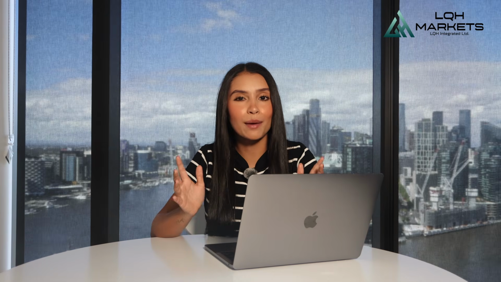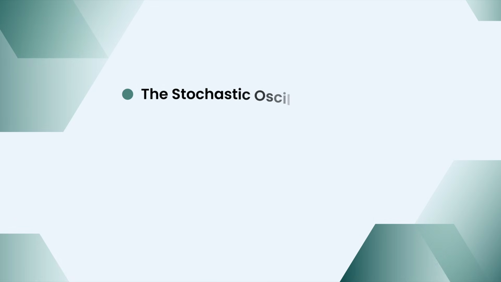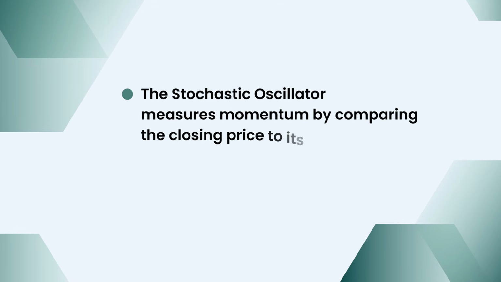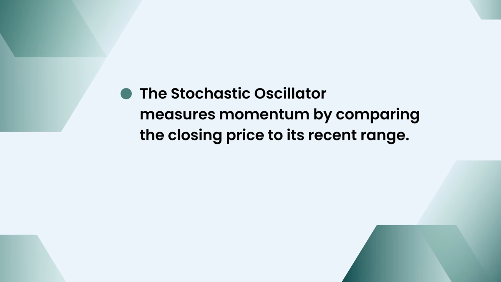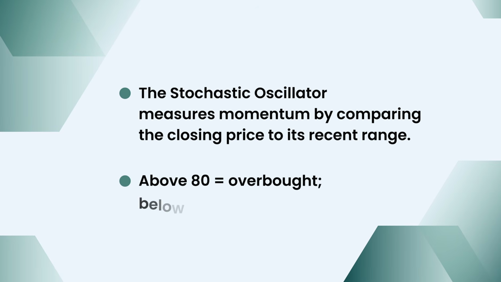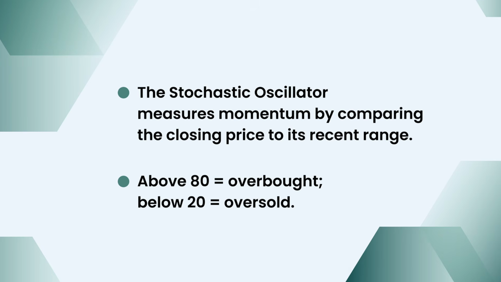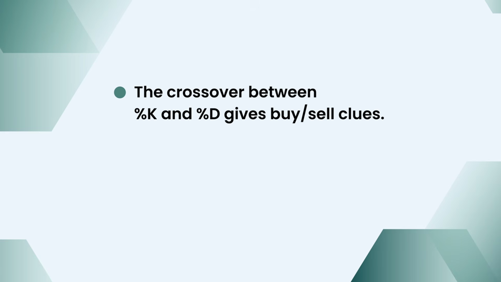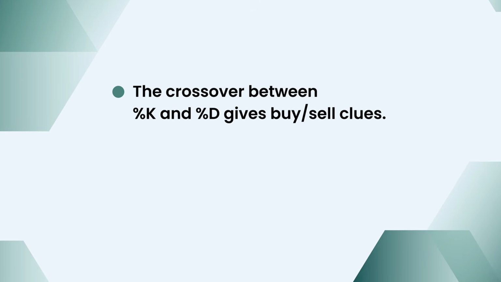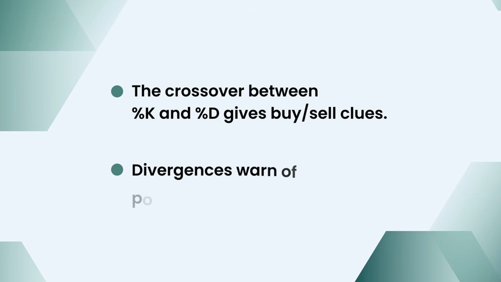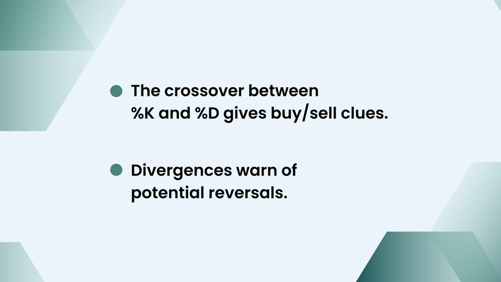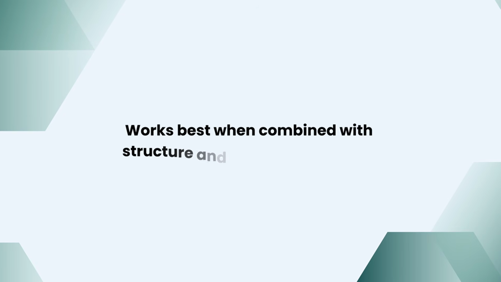So let's recap what you just learned. The stochastic oscillator measures momentum by comparing the closing price to its recent range. Above 80 equals overbought. Below 20 equals oversold. The crossover between percentage K and percentage D gives buy-sell clues. Divergence warns of potential reversals. It works best when combined with structure and trend confirmation.